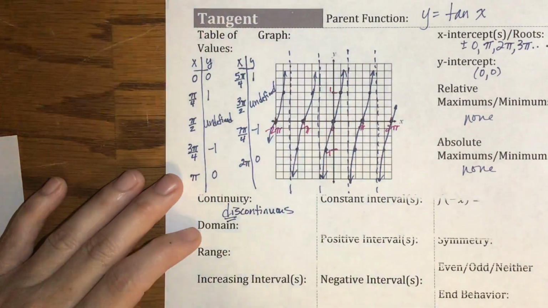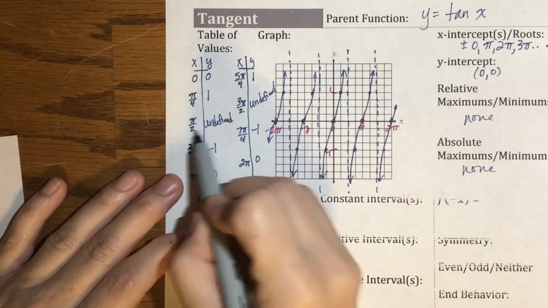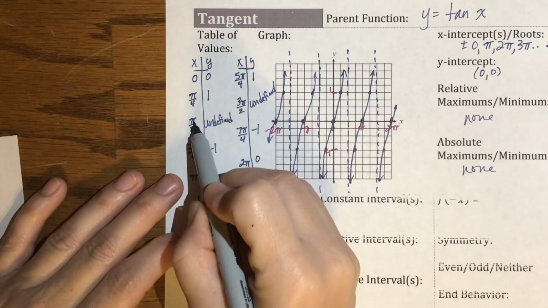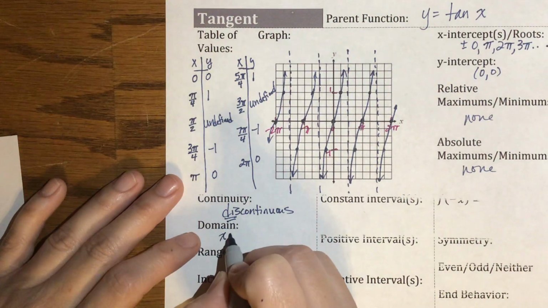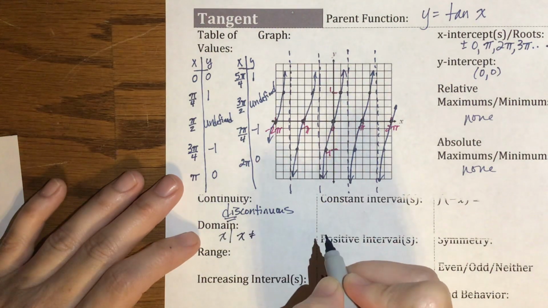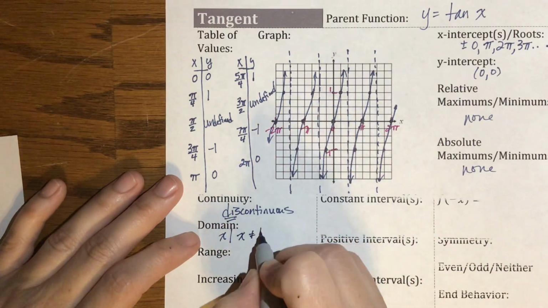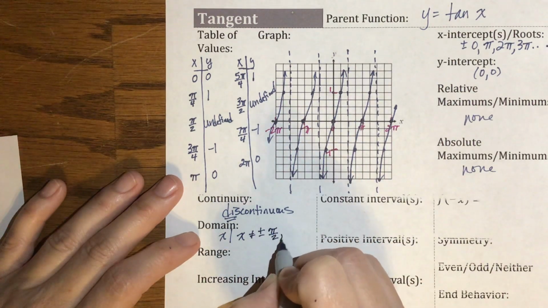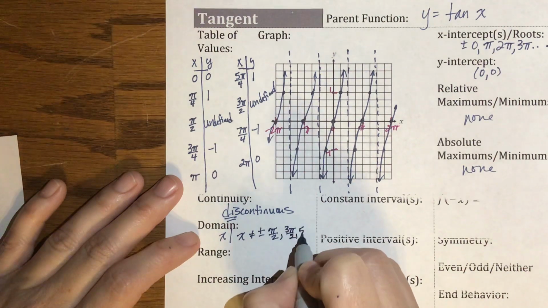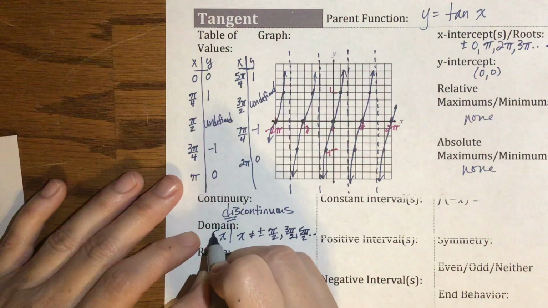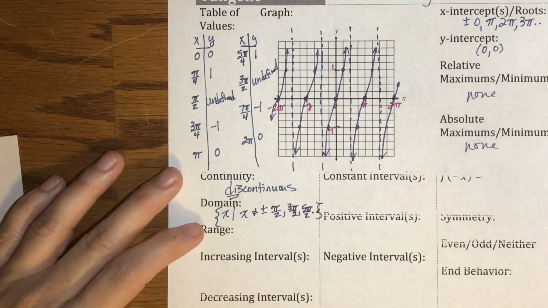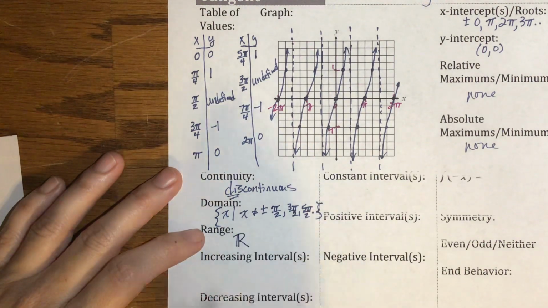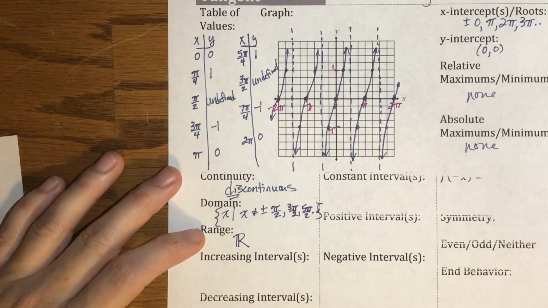My domain. Trying to think of how to best say this. So our asymptotes are at pi over 2, 3 pi over 2, 5 pi over 2. So it's going to be x such that x is not equal to, let's just list them, plus or minus pi over 2, 3 pi over 2, 5 pi over 2, dot, dot, dot. There's a more precise way to do that, but again, I don't want to get into that notation. My range, on the other hand, is all real numbers, because I'm going up or down forever and ever.